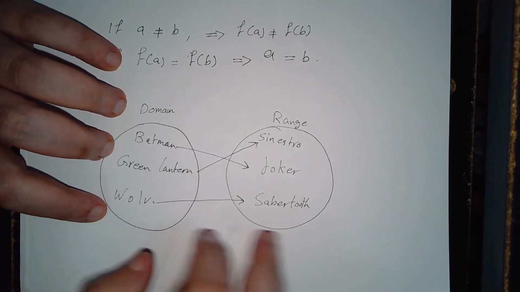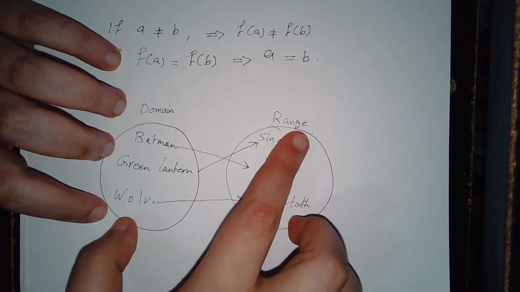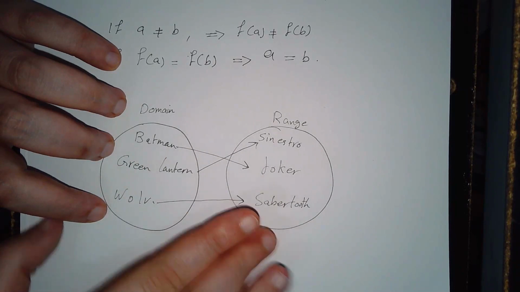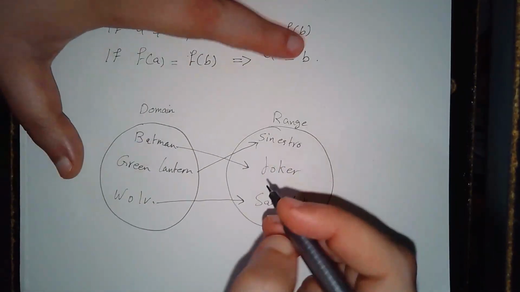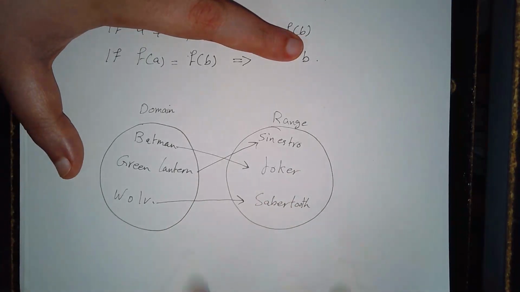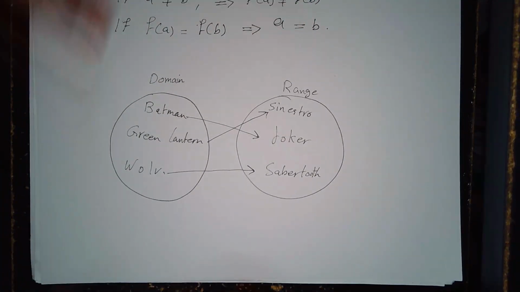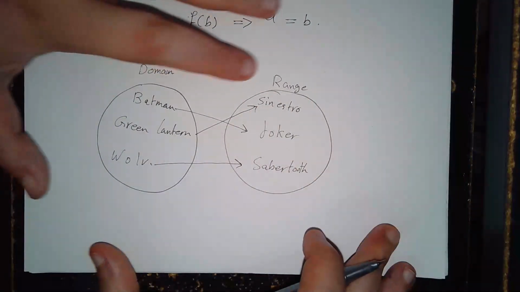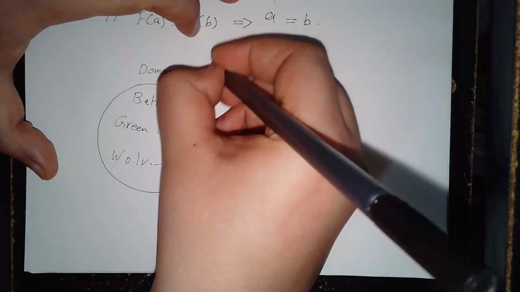This is your domain, this is your range. What I'm saying is for a function to be one-to-one, each point in your range needs to correspond to only one point in your domain, no more. Alright? Now, this is my superhero group and this is my villain group. Now, look at this for a minute here and see what you notice.